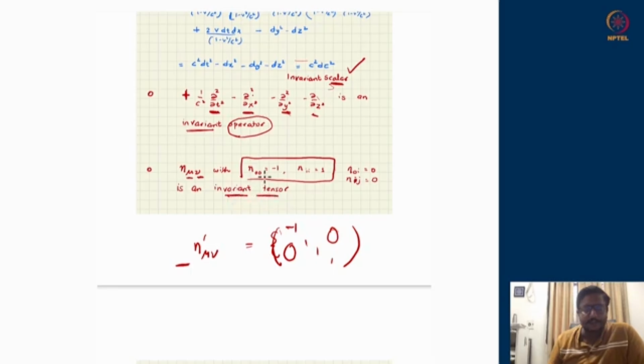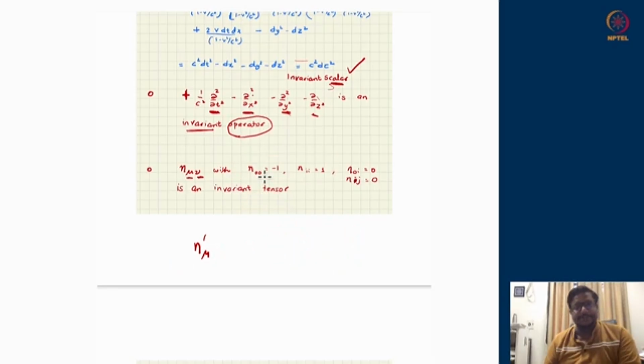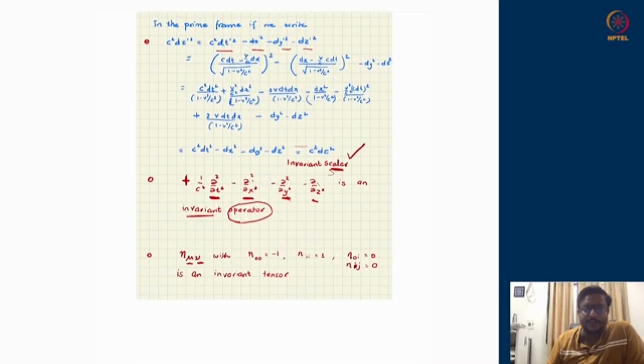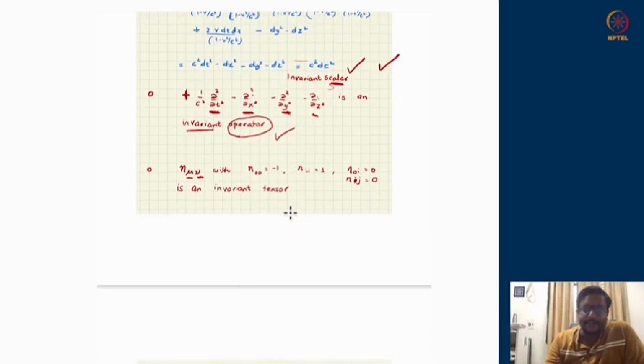Okay. So this is given a name, metric tensor. So we have learnt about three invariant objects. One was an invariant scalar, which gives you a number which is universally agreed upon. Then there is an invariant operator which acts on a scalar and then gives you a number which is universally agreed upon. And then there is a tensor whose components are universally agreed upon.